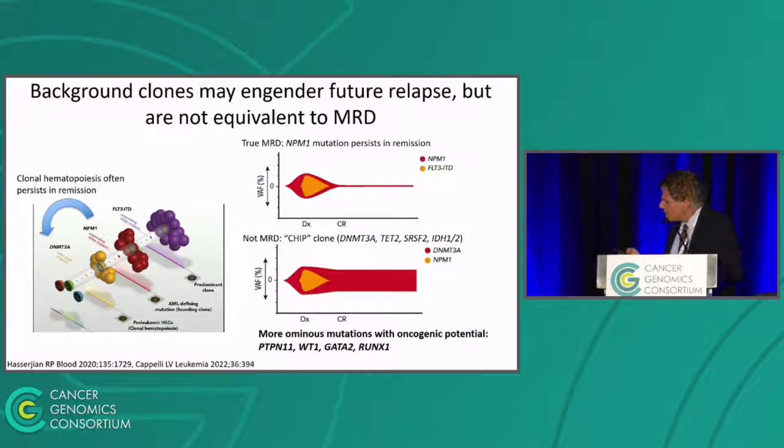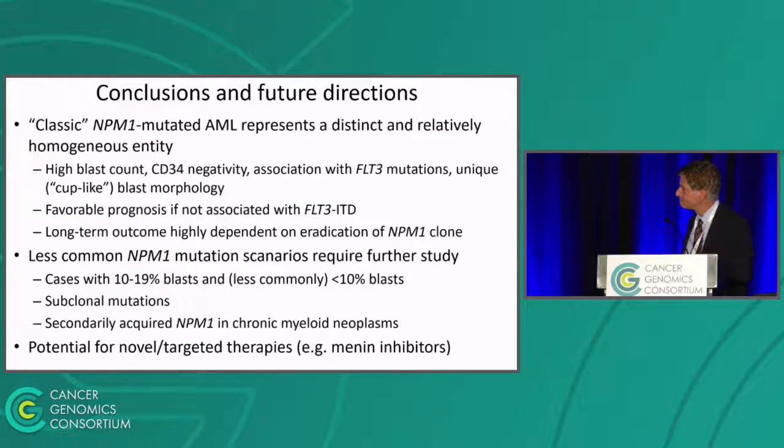However, the presence of other mutations may not necessarily signify a bad disease or an MRD. Remember, true MRD is persistence of the NPM1. If you have persistence of DNMT3A or one of these background mutations, this does not necessarily confer an adverse prognosis. So it's important to look at what mutation is actually positive before calling MRD. And NPM1 is considered to be AML defining, and it's a true marker of MRD in this setting.